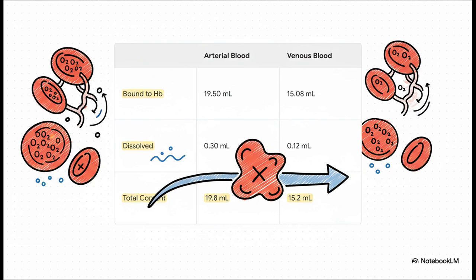Okay, so let's plug in some typical numbers here. In arterial blood leaving the lungs, you can see hemoglobin is carrying 19.5 milliliters of oxygen, while only 0.3 milliliters is dissolved. It's a no-brainer. This just hammers home how incredibly efficient hemoglobin is at its job.